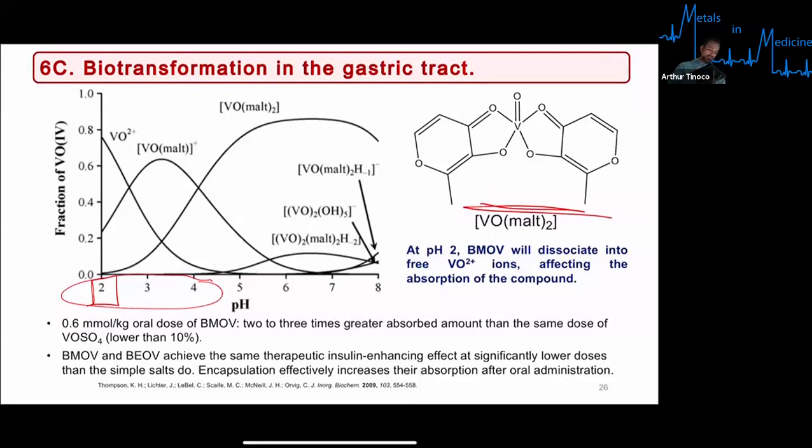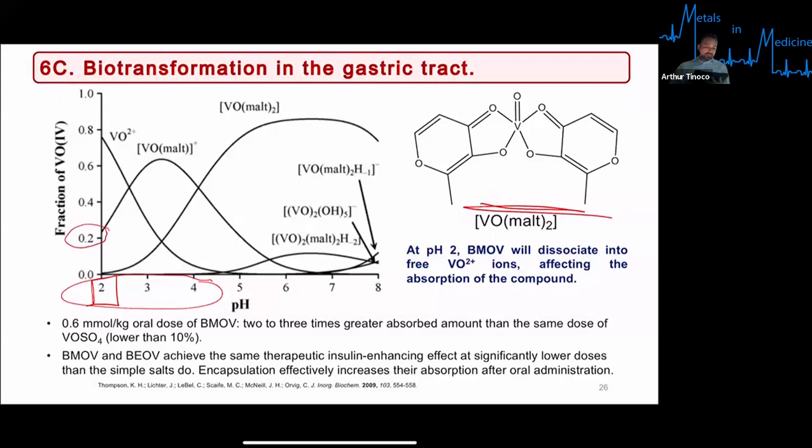There's maybe a little bit above 20% of a version of the compound that contains one of the maltol ligands that would still exist. So you have that issue where at a pH of 2, this compound will dissociate significantly, and so you already have a decrease in the amount of effective compound available.